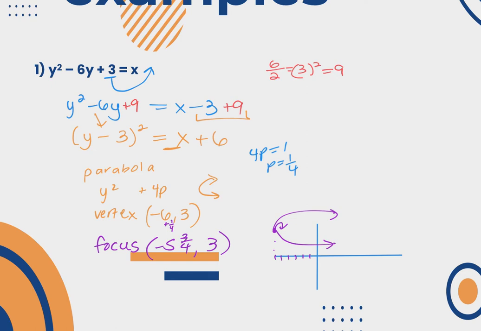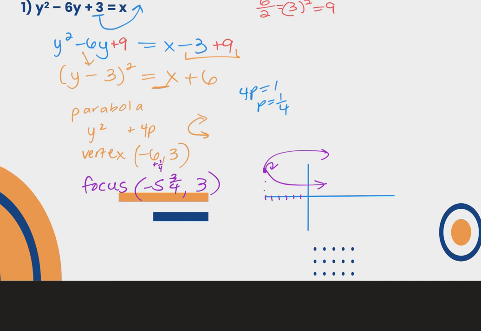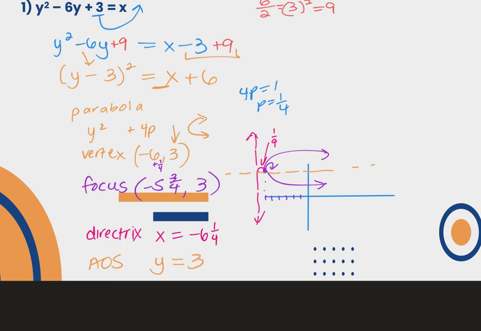So I just subtracted 1/4. No, I added 1/4, sorry, to negative 6 1/4. So negative 6. The directrix is 1/4 unit to the left. And it's a vertical line, so it's an x equals, and it would be negative 6 1/4. And then the axis of symmetry, remember, runs through the vertex. So it's a y equals the y coordinate of my vertex, which is 3. So if it's a parabola, it wants all that information: vertex, focus, directrix, axis of symmetry.